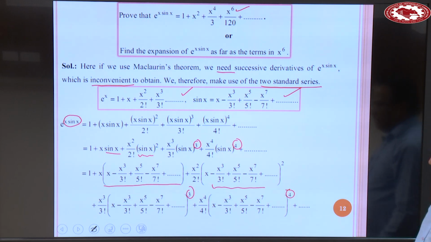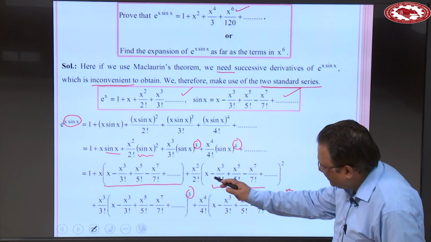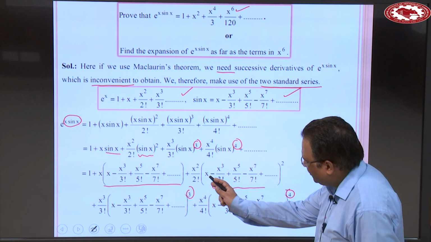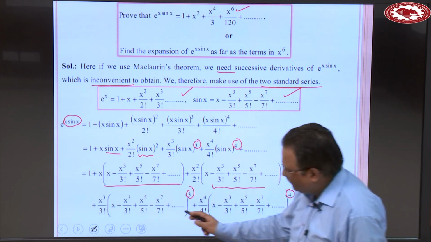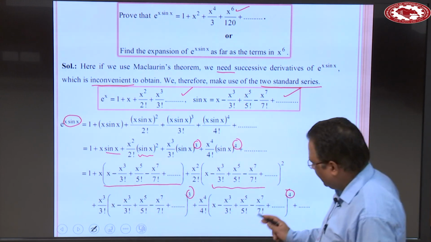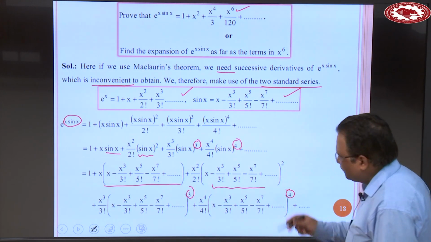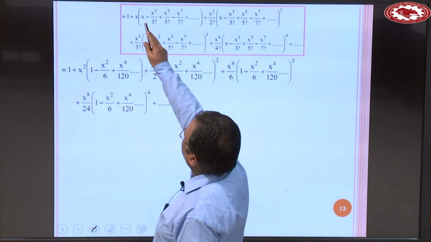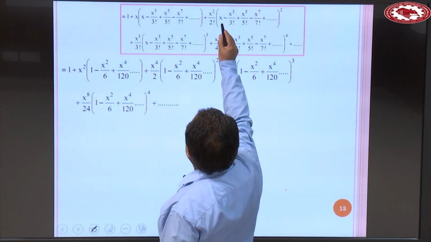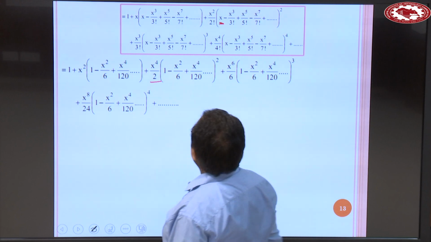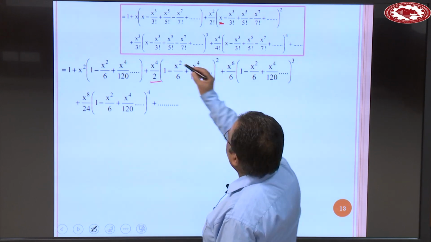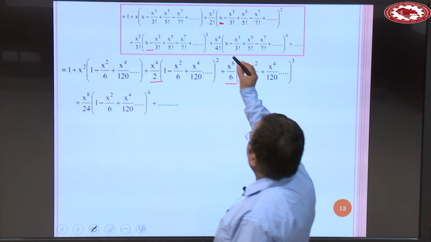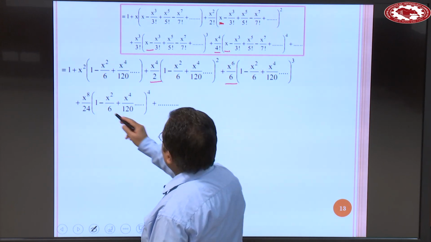Now, from this part, we can take x outside this bracket. When we take x outside this bracket, we obtain x square outside. Here we take x outside, meaning x cube outside. Here we take x outside, we get x4 outside. Now here this term with x outside means x square. So we obtain x4 by 2 factorial, which is 2. Here x outside, we obtain x power 6 and 3 factorial is 6. Here x outside, then we obtain x8 and so on.